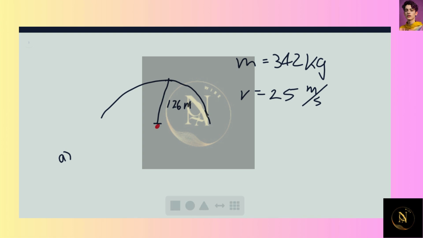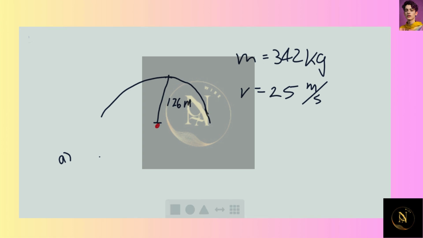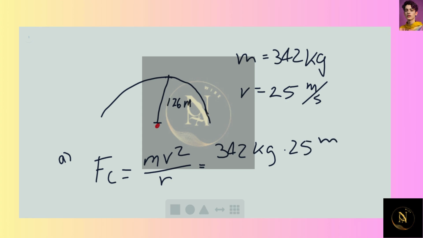Okay, so this is a two-part problem with a motorcycle going across a hill, where first we just have to find the centripetal force. And all that is really going to require is us knowing the equation, mv squared over r, and then plugging in the values that were given. Our mass is 342 kilograms, our velocity is 25 meters per second, and our radius is 126 meters.